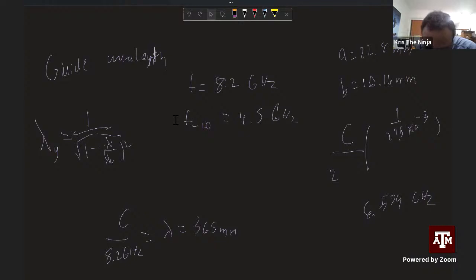So then lambda, the guide wavelength, you just do 1 over square root of 1 minus lambda over lambda c, all of that squared. So you do this value divided by this value, and then you square it, 1 minus that value, then you do the square root of this, 1 over that. The guide wavelength is like 1.196 meters.